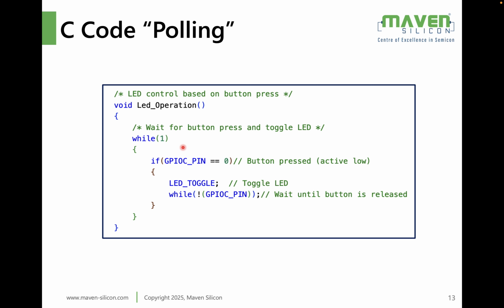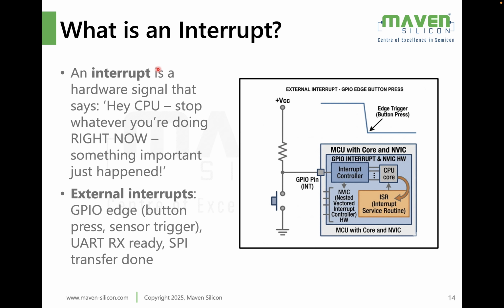Rather, there is another better approach where we can use external interrupts. Let's check the same. Now, what is an interrupt? An interrupt is a signal that tells the CPU, hey CPU, stop whatever you're doing right now, something important just happened. A very common interrupt handling is an external interrupt handling.